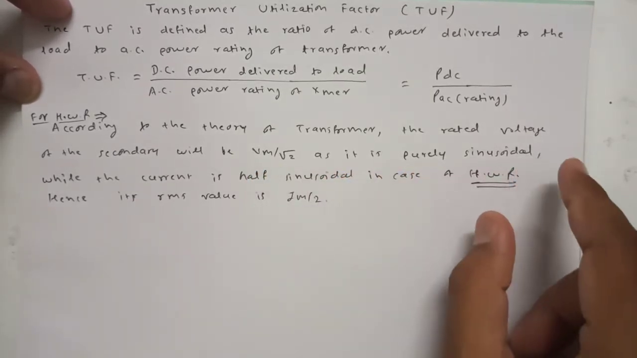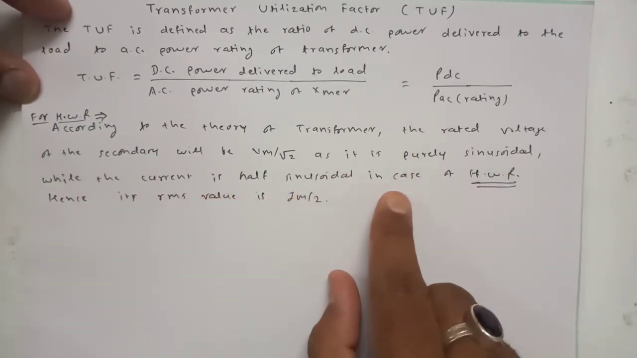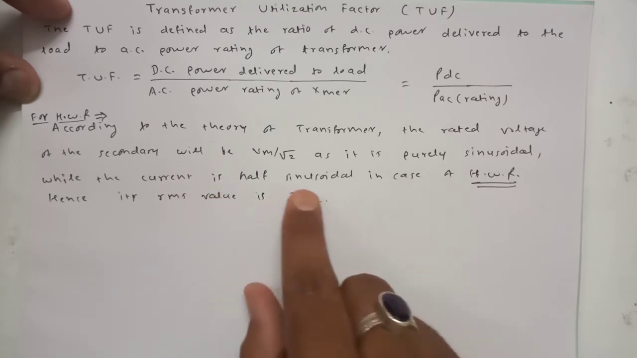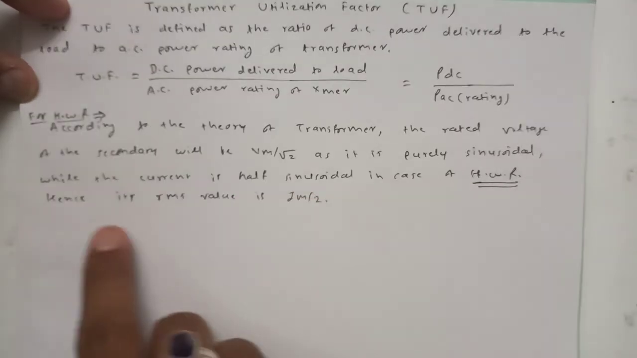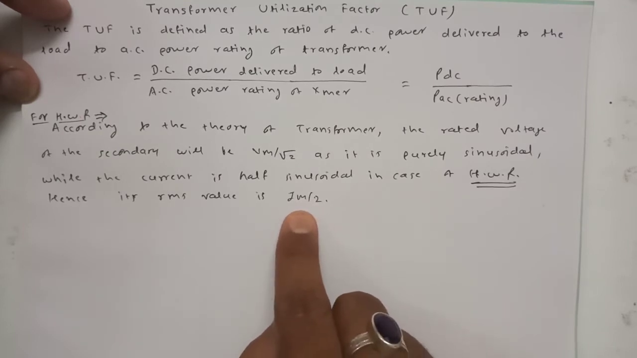I will explain it once again once I read out all this. While the current is half sinusoidal in the case of the half wave rectifier, hence its RMS value is Im by 2. I think we have already derived this, right? In the case of the half wave rectifier, the RMS value of the current is Im by 2, that we all know.